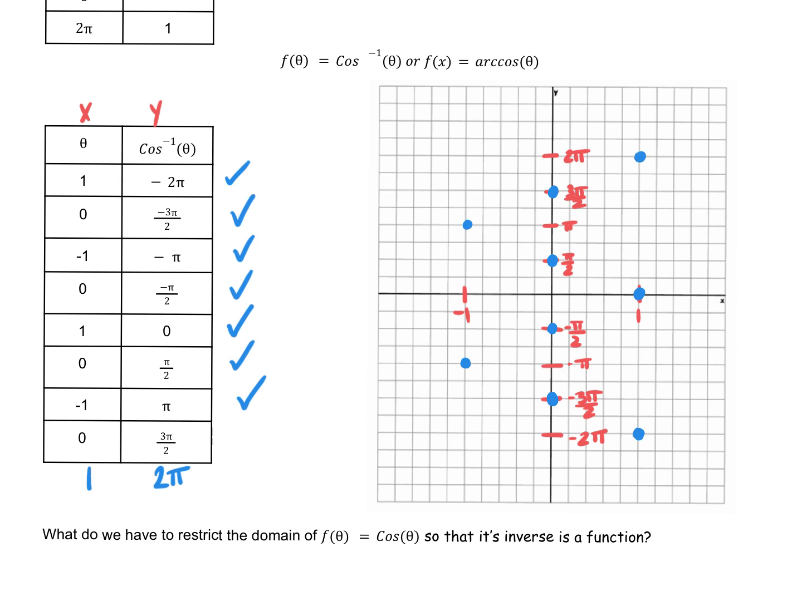And then make sure you connect your cosine graph. Try to make it as curvy as possible, and this is your inverse cos. Again, they'll ask you the same question: what do we have to restrict the domain of cosine to so that its inverse is a function?